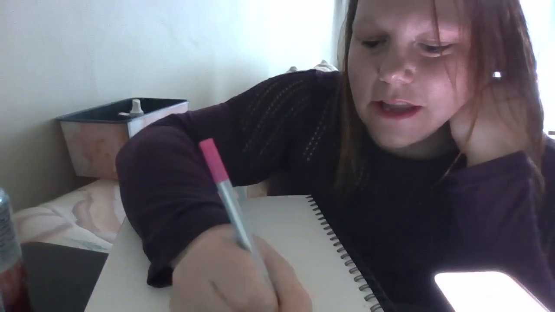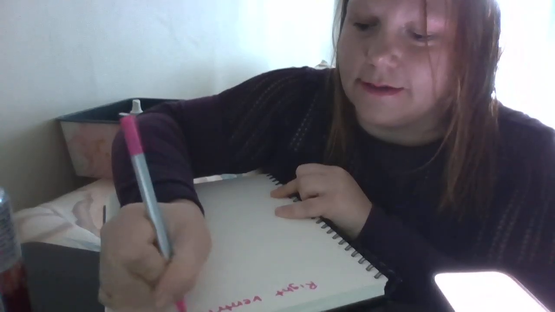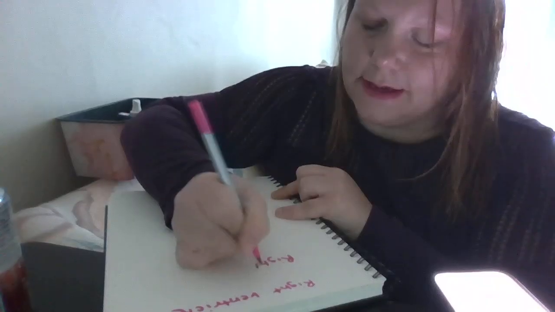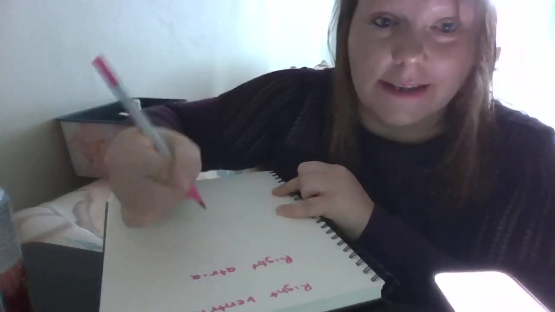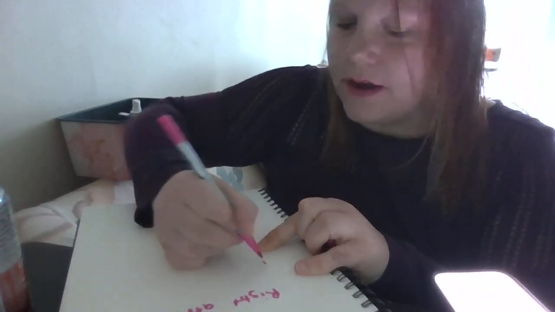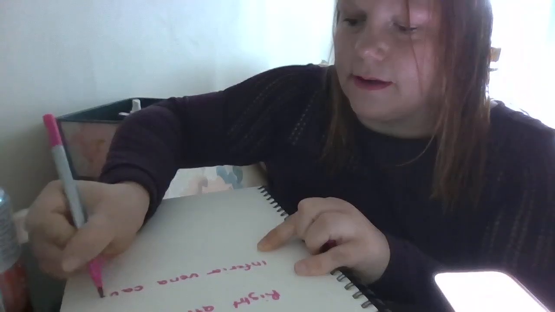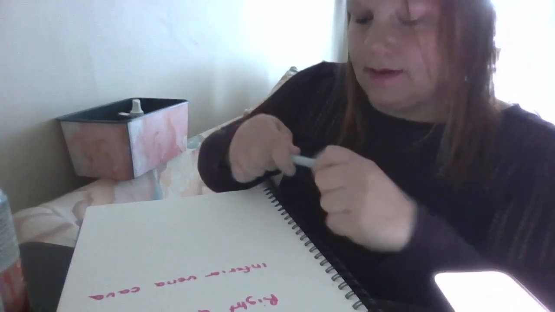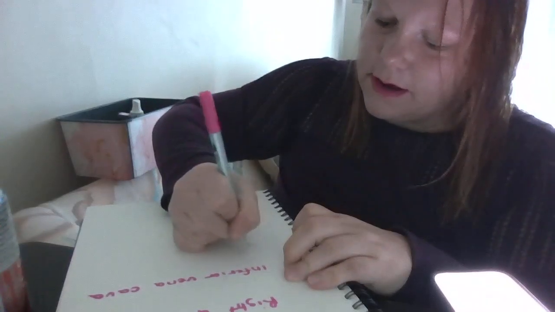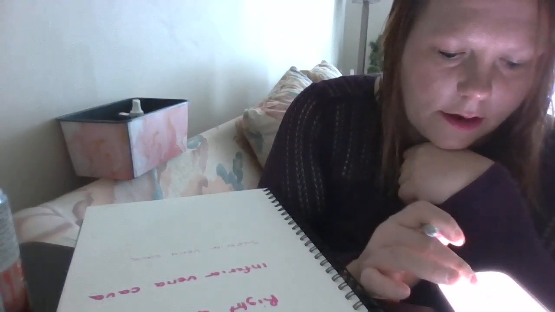So I learned the right ventricle, the right atria, the inferior vena cava, and superior vena cava. And what else did I learn?